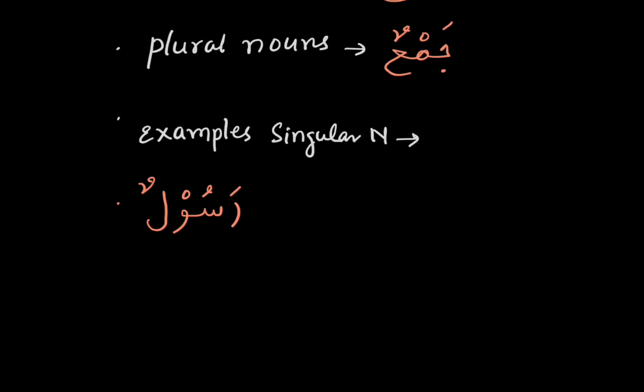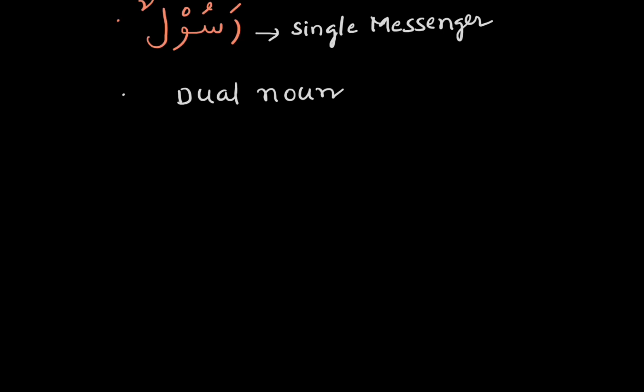Example here we have taken as Rasulun. Rasulun means a singular messenger, a single messenger. Now let us make this singular noun into a dual noun. So how to make this singular noun into a dual noun?